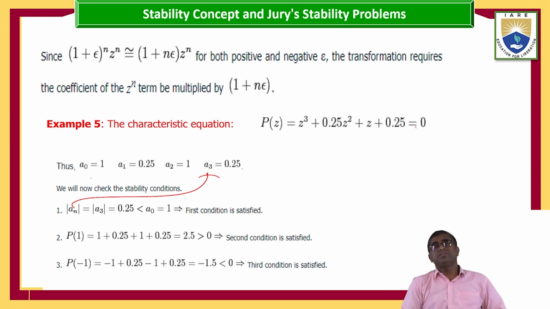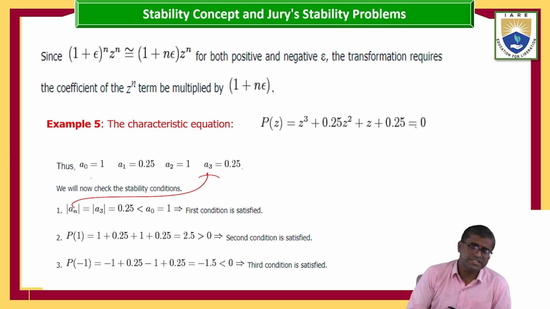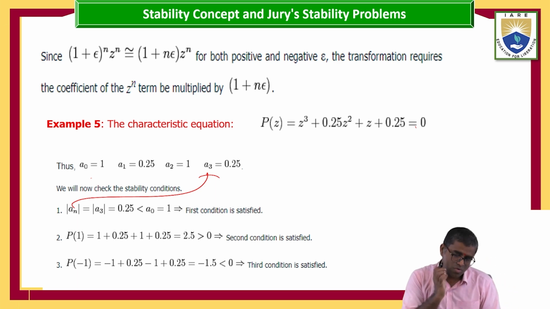So finally, what is this one? Its value is 0.25. So what happened this one? This is less than A0. What is the A0 value? That is 1. So what I am saying is the first condition is going to be satisfied.